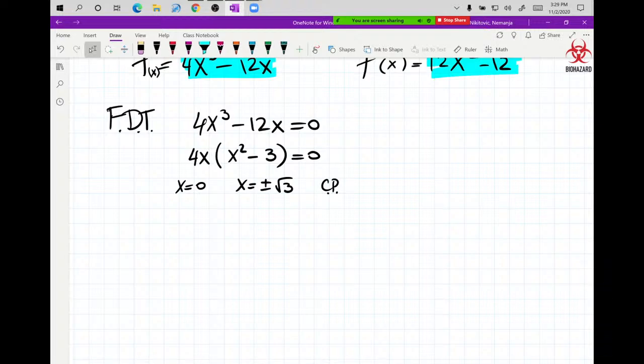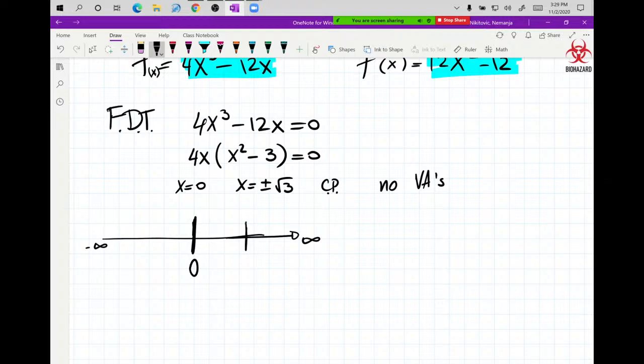Now I also have no asymptotes, no vertical asymptotes. So when I do the partition, the domain tells me that I have to partition everything from negative infinity to positive infinity. And then we put these partitions where we have the critical points. And then we pick values as test points in each one of the regions.